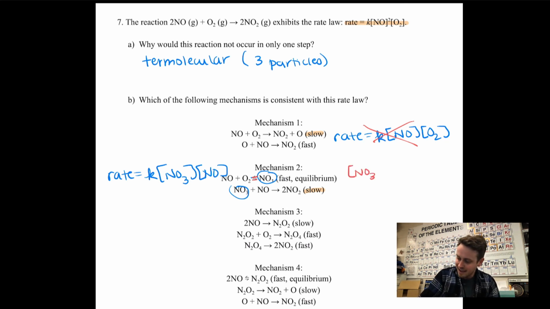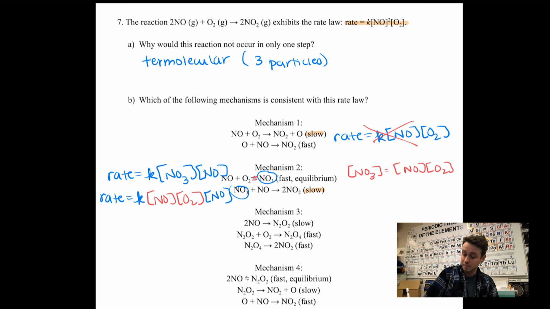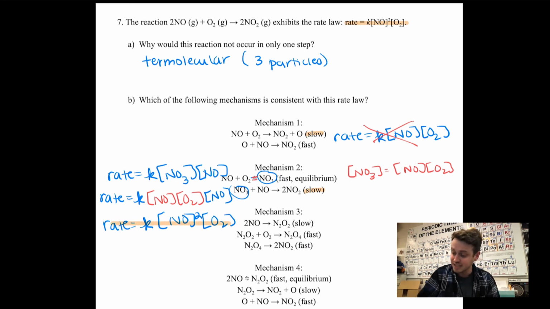I'm going to set these two equal to each other and solve for the intermediate. So NO3 is equal to NO times O2. And yes, there are Ks and things like that to also consider, but just to make it simple, we can do it that way and then plug those into my rate law. That would make this rate is equal to K times the concentration of NO times the concentration of O2 times the concentration of NO. And lo and behold, there's two NOs, so that would be NO squared times the concentration of O2, which actually does match the rate law that we were given. So mechanism 2 does match the rate law.